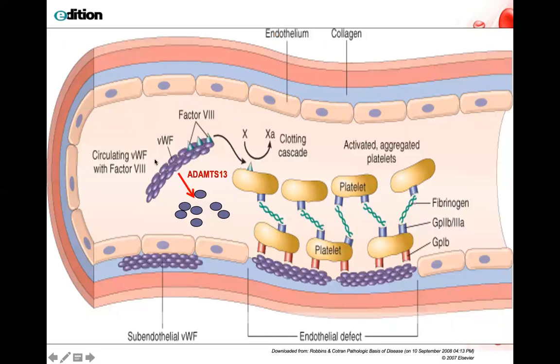So this is your enzyme ADAMTS13. In cases of TTP, this is deficient. So there would be a decrease in degradation of von Willebrand's factor. And as you know, if there is an increase in von Willebrand's factor, there would be excessive platelet activation and platelet aggregation. So the activation and aggregation of platelets contributes to the decrease in the platelet count.